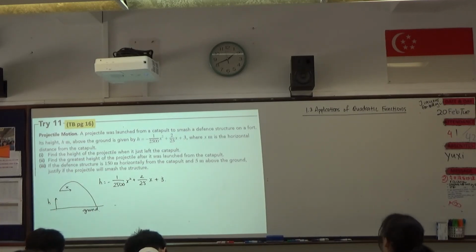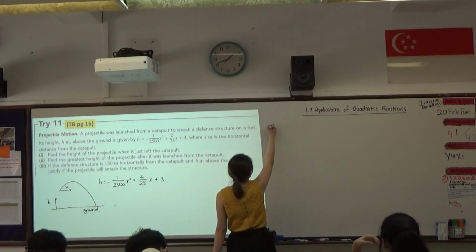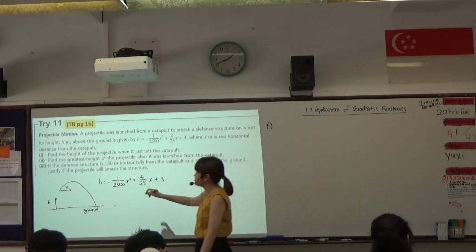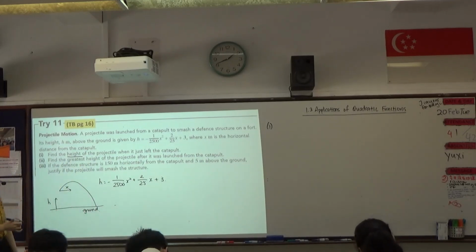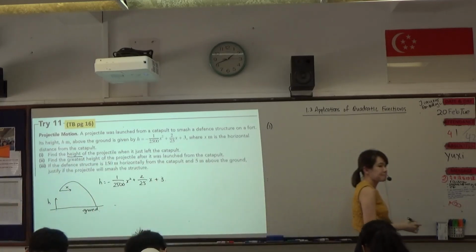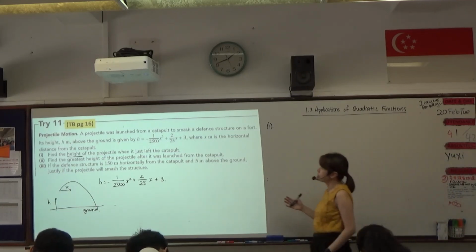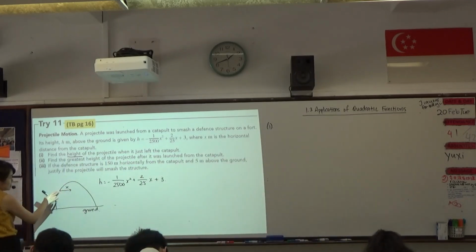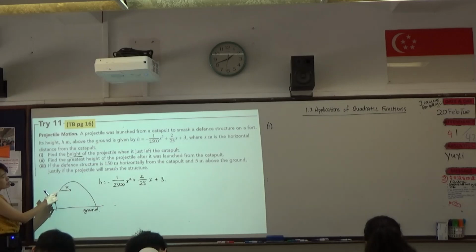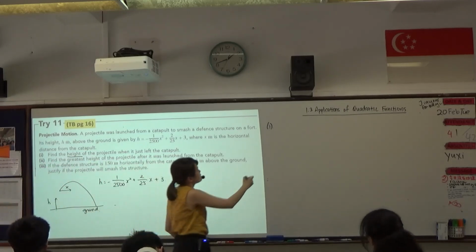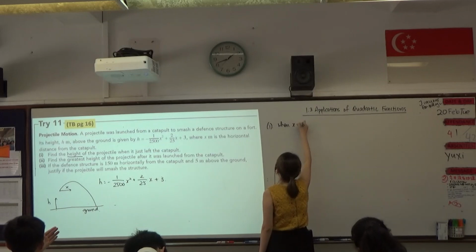So in part 1, we want to find the height of the projectile when it just left the catapult. So how do we find the height h when it just left the catapult? The y-intercept. Why are we looking at the y-intercept? Because it's the starting point, and at the starting point, your distance away from the launch position is going to be 0. So x equals 0.